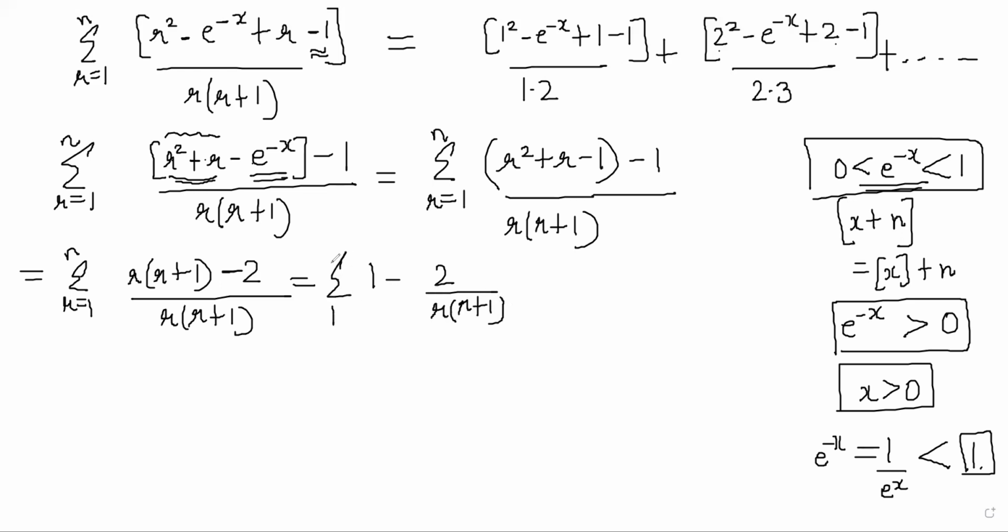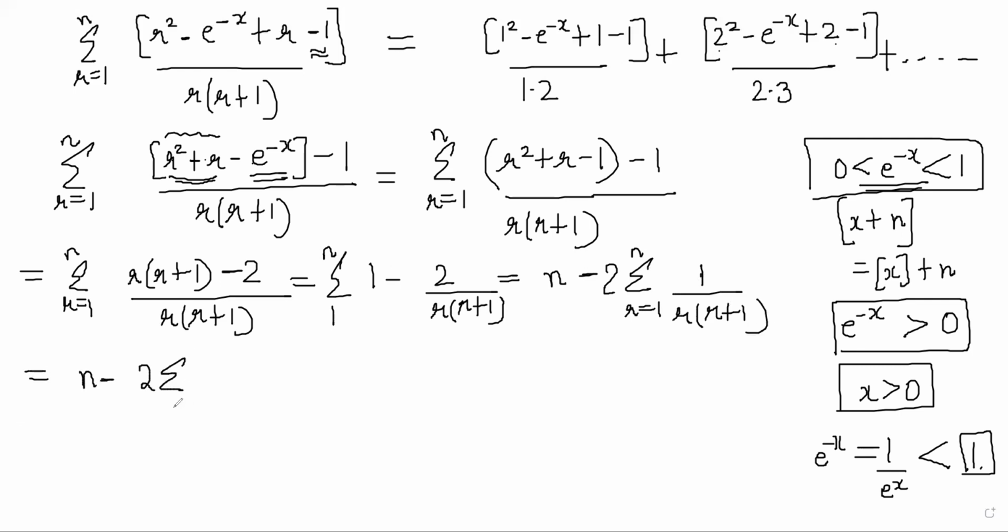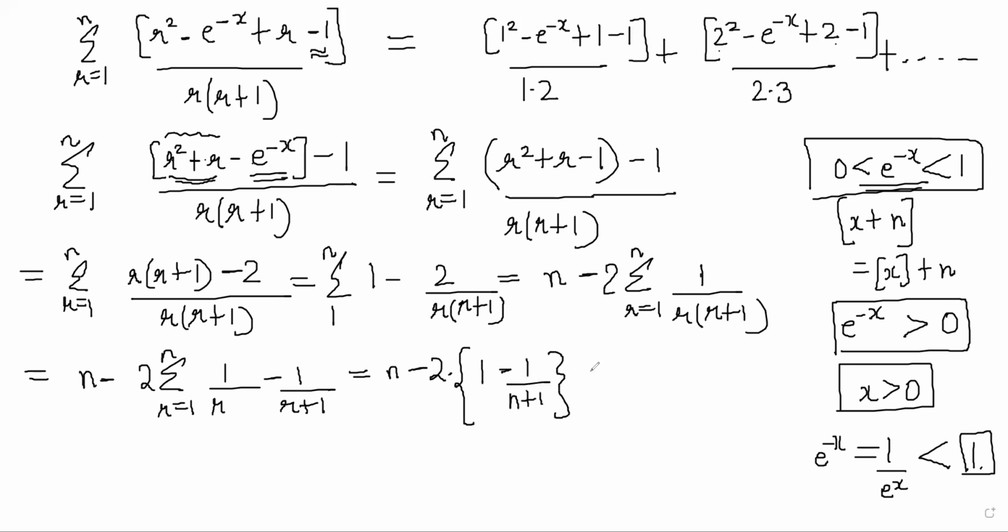And you have a summation from r goes from 1 to n, right? So this will be n minus summation of 2 times, r goes from 1 to n, 1 by r plus 1, and that can be solved by telescoping series. So you get n minus 2 times summation of r goes from 1 to n, 1 by r minus 1 by r plus 1, right? So this summation becomes 1 by 1 minus 1 by 2 plus 1 by 2 minus 1 by 3 and so on. It will be 1 minus 1 by n plus 1. So finally you are getting n minus 2 plus 2 by n plus 1.